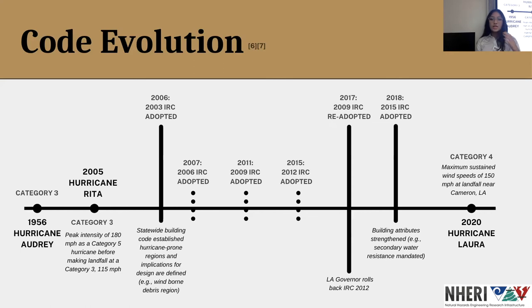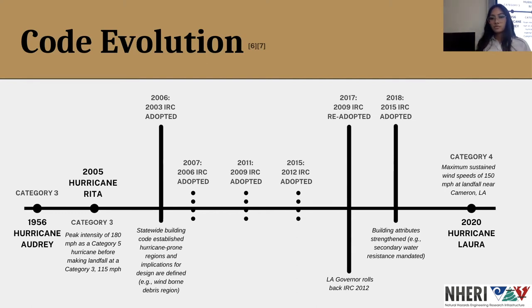In this era from 2006 to 2018, in 2017 the governor rolled back the latest code additions to adopt prior codes. Then in 2018, we adopted the contemporary building codes in Louisiana, with the 2015 International Residential Code. You can see in all the previous eras we have different building codes, but the 2015 one is the one that we use even today.